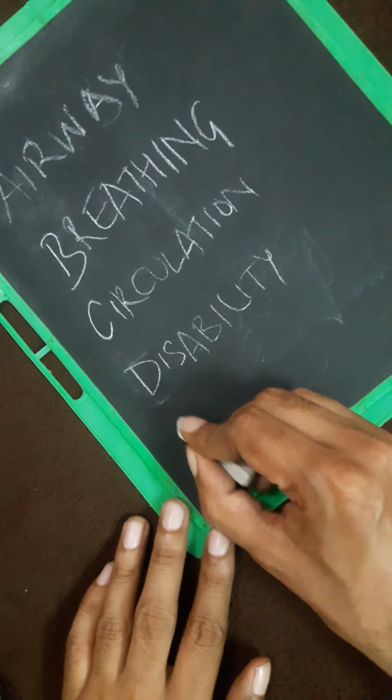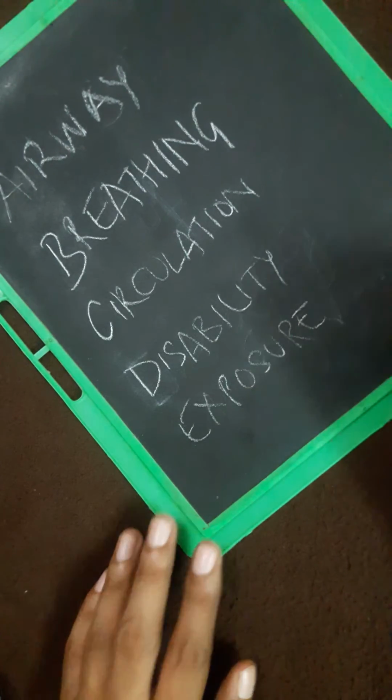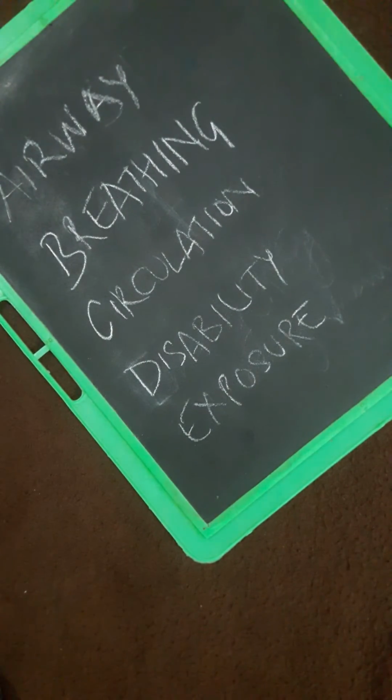And finally, the E is exposure. The patient should be fully exposed. To treat the patient properly during emergency, it is important to fully expose the body. However, the patient's dignity should be respected. It should also be taken care that there is no heat loss. Heat loss should be minimized, so the temperature of the room around should be good. So those are the ABCDE of emergency treatment or emergency management.